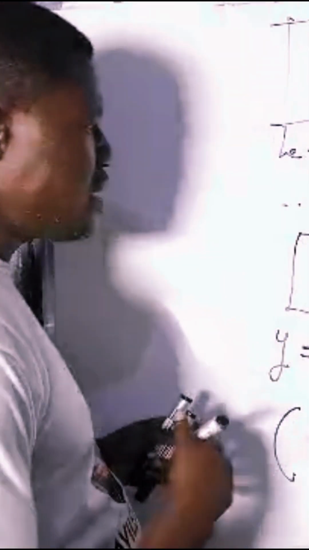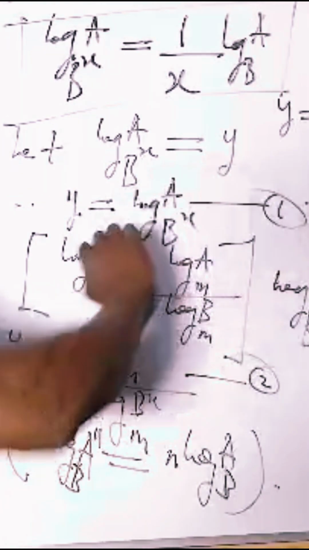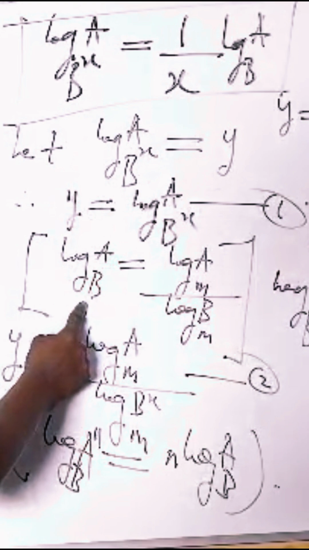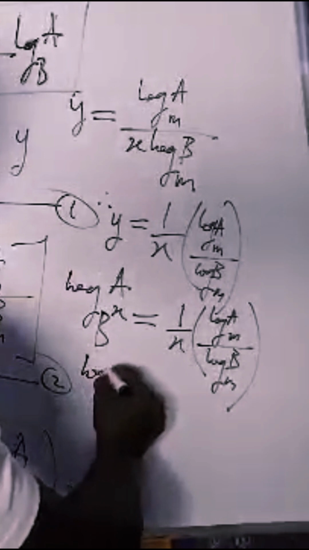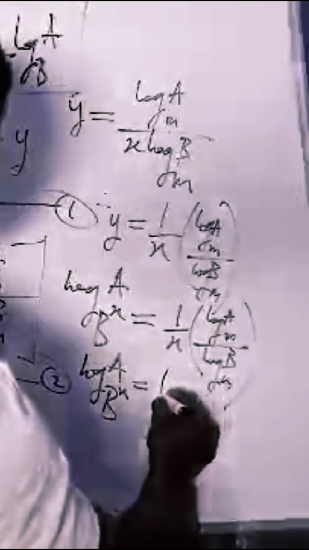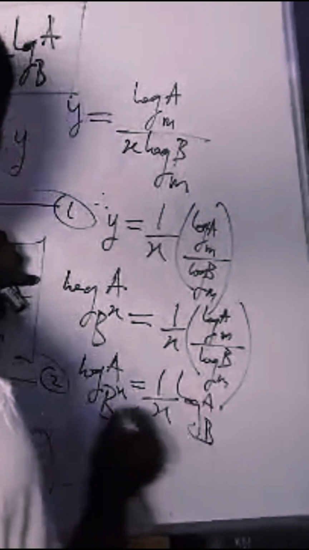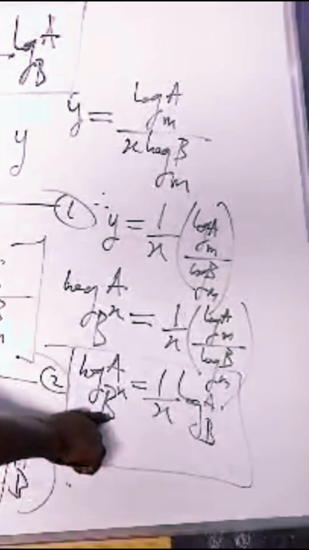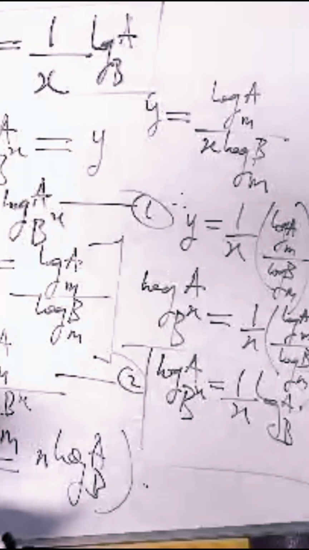Again, going by this particular law, log A to base m divided by log B to base m is as good as log A to base b. Now bringing this into this, we have finally that the log of A to base b raised by x is now equal to 1 over x, the log of A to base b. So indeed, the log of a number, say A, to an index base, which in this case is b raised by x, is equal to the reciprocal of the power. That is 1 over x log A to base b.